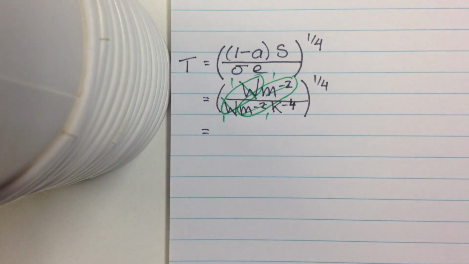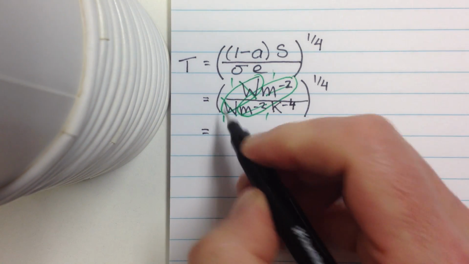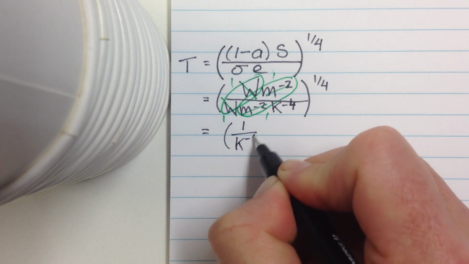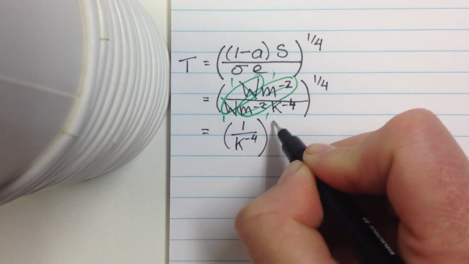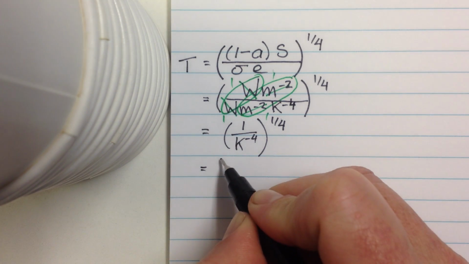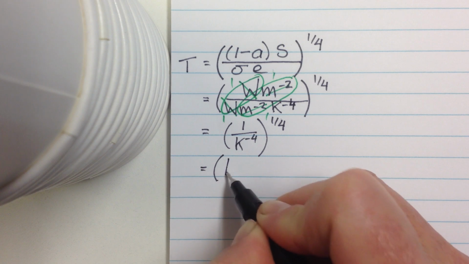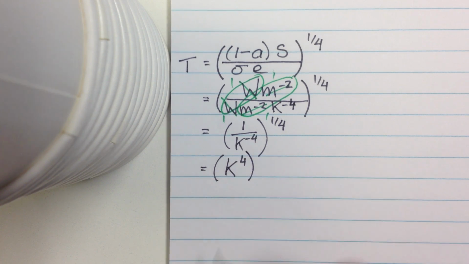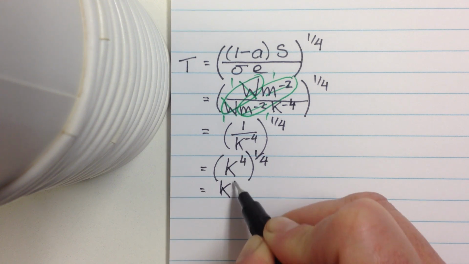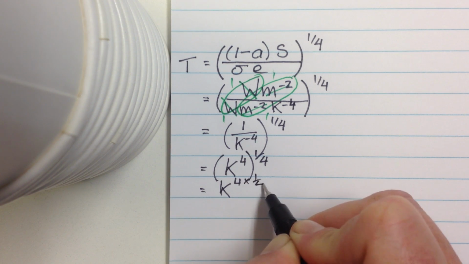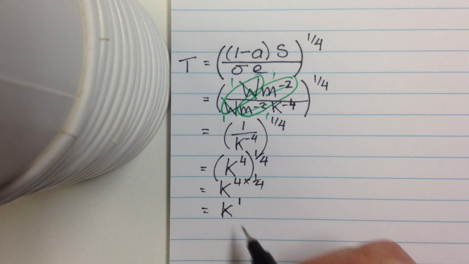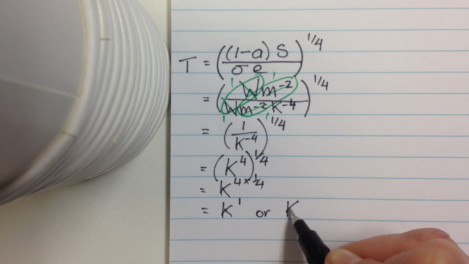1, 1. Means that we're left with 1 over k to the negative 4, all to the power of a quarter. So, using your index laws now, the most sensible thing would be to rewrite this as a positive index. And final step, apply the index law for powers of powers. 4 times a quarter is 1, or simply k.